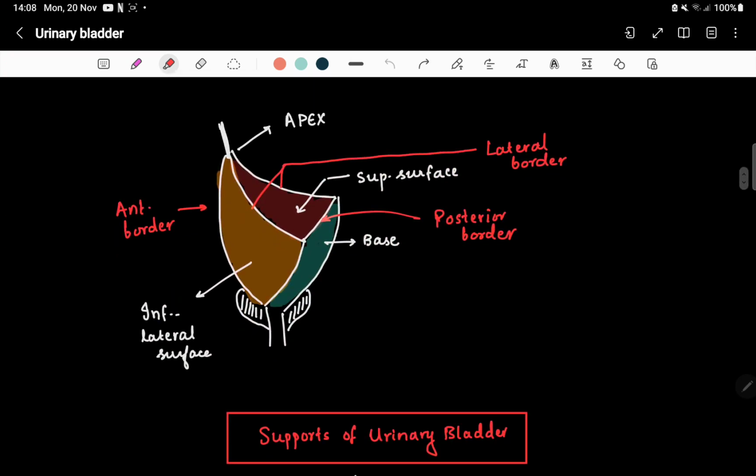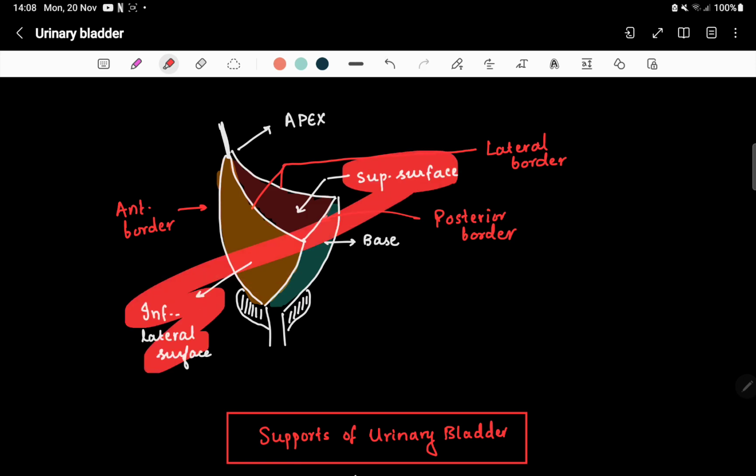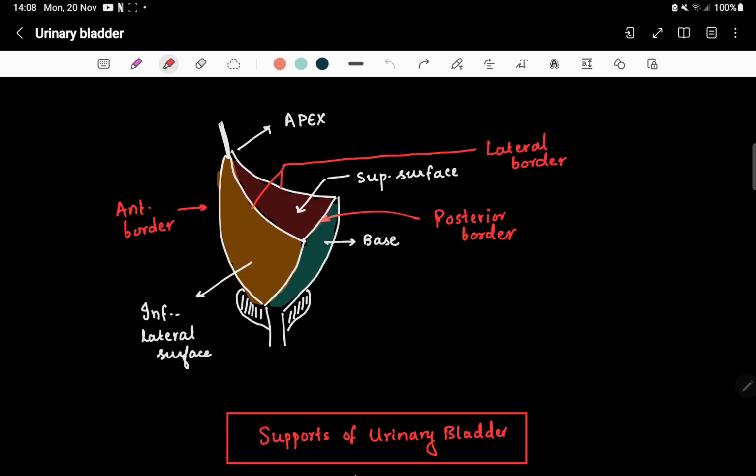Talking about the borders and surfaces, we have the apex here, so it is shaped like this. This is the superior surface, superiorly present. This is a posterior border, and this is the base of the bladder. This is the inferior lateral surface, and the base and the superior lateral surface must be present in that part. This is the anterior border. These are the lateral borders of your bladder, and this is the posterior border. Anterior border, two lateral borders, and the posterior border.